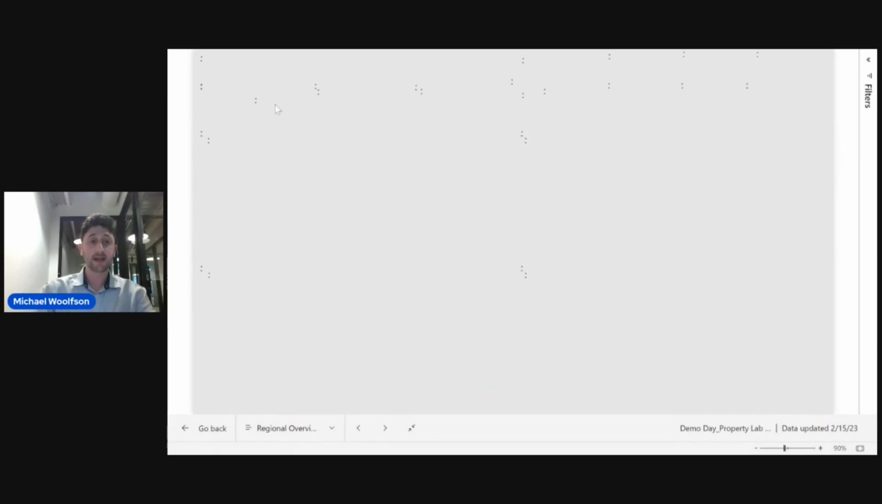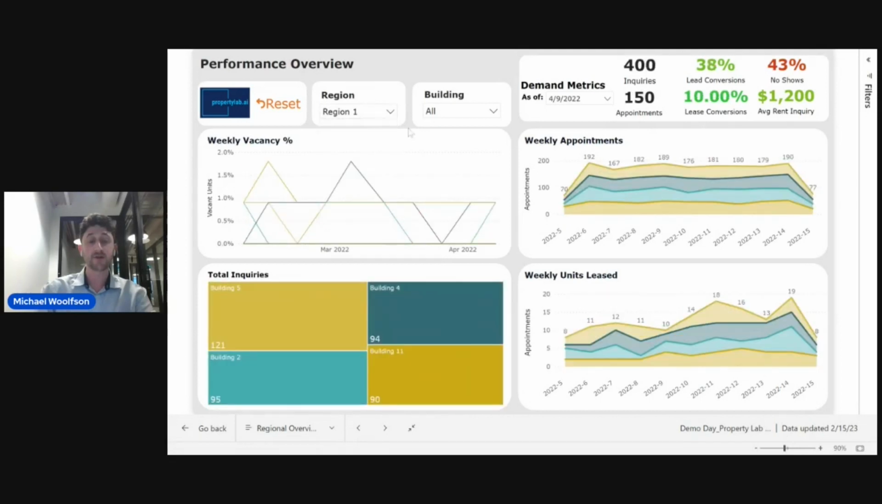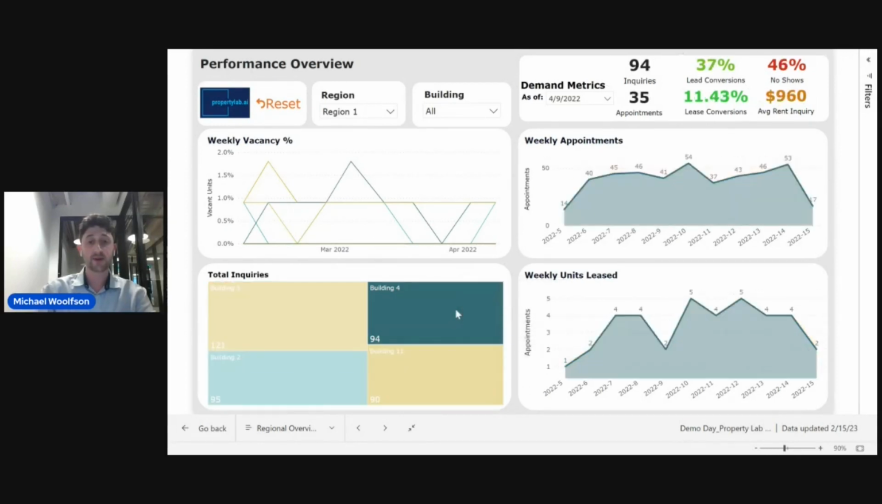And then you can dig into it a little more, look at a specific region and individual buildings within this region. Same stats, but you're allowing your team to look at specific buildings, see trends, see what's going on, identify problems before they happen, and really understand what's happening across your portfolio.